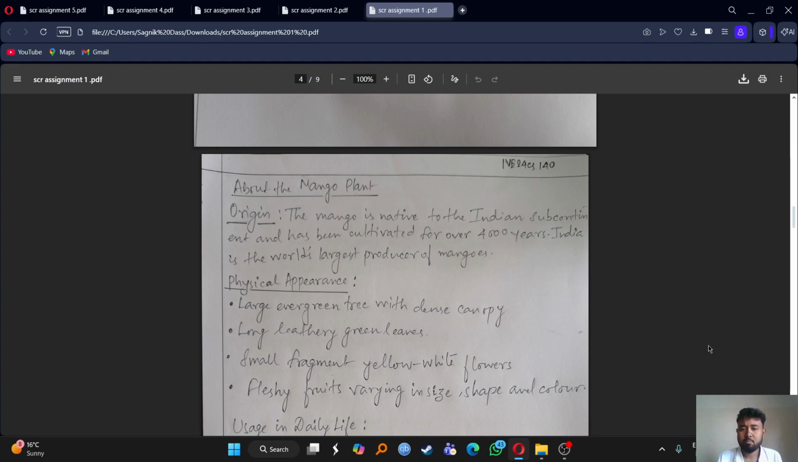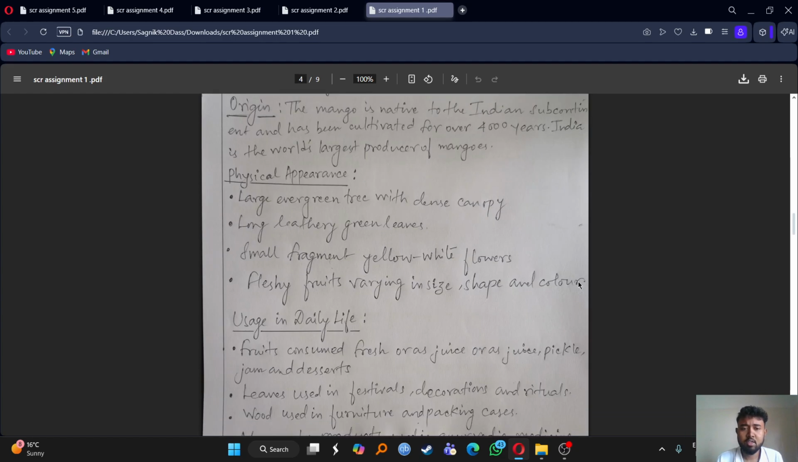So the origin: the mango tree is very popular in India. It has been cultivated for about 4,000 years. India is the largest producer of mangoes. Its physical appearance: it has a very dense canopy. Leaves are very large, and it has yellow-white, small fragrant flowers. Fleshy fruits. Mangoes are very tasty, varying in size, shape, and color.